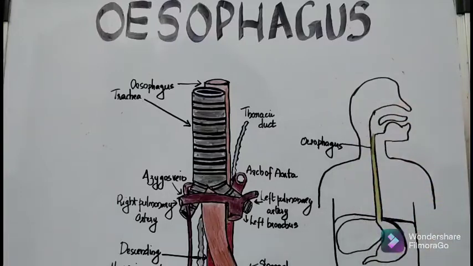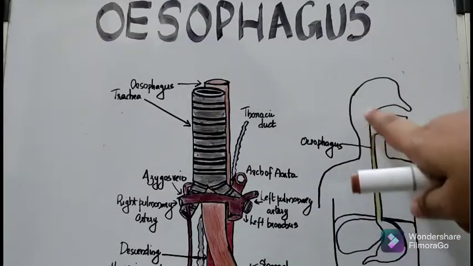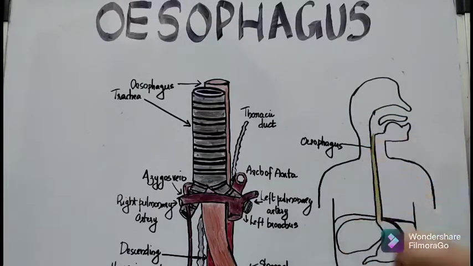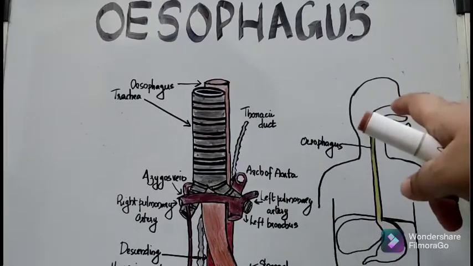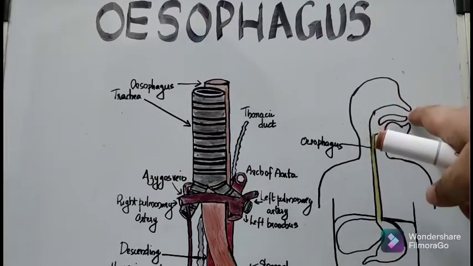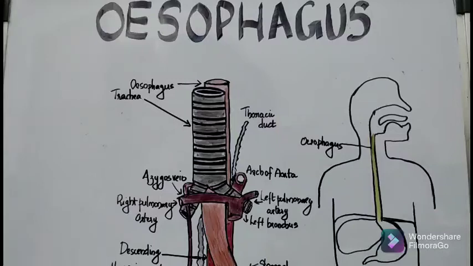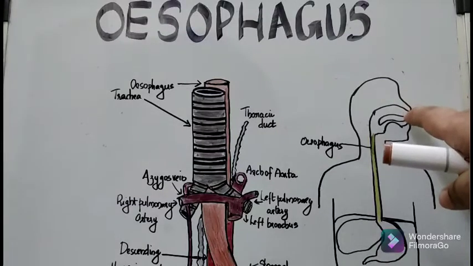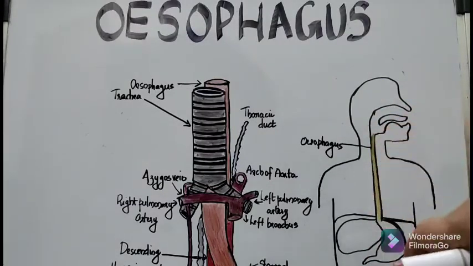And the last constriction is where the esophagus pierces the diaphragm. It is about 37.5 centimeters away from the incisor teeth, at the piercing of the diaphragm. So these are the four constrictions.